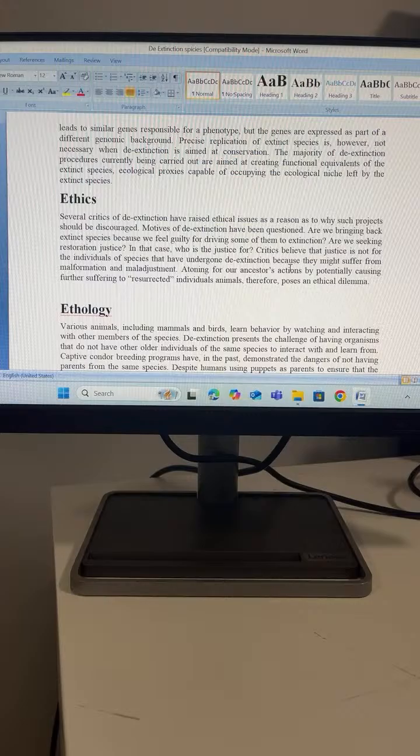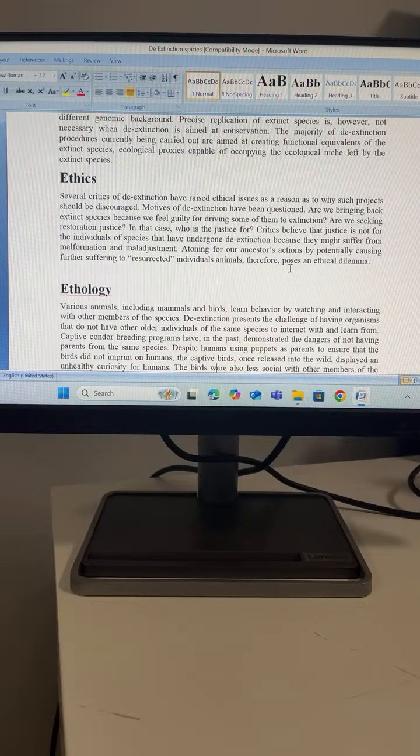Critics believe that justice is not for the individuals of species that have undergone de-extinction, because they might suffer from malformation and maladjustment. Atoning for our ancestors' actions by potentially causing further suffering to resurrected individual animals therefore poses an ethical dilemma.